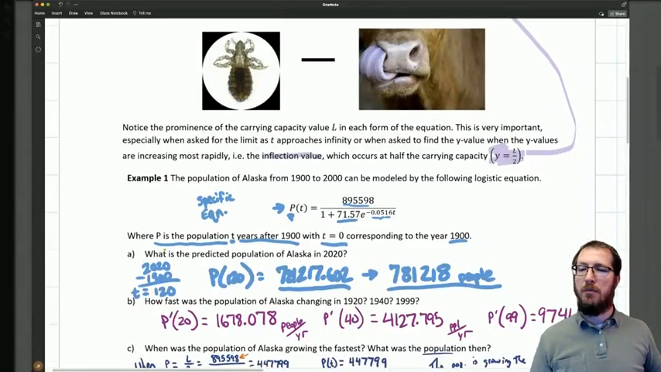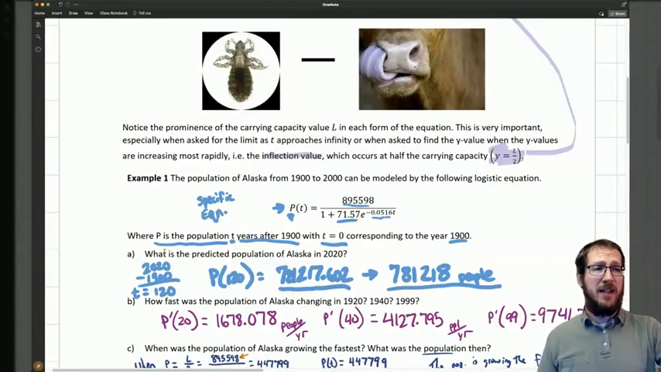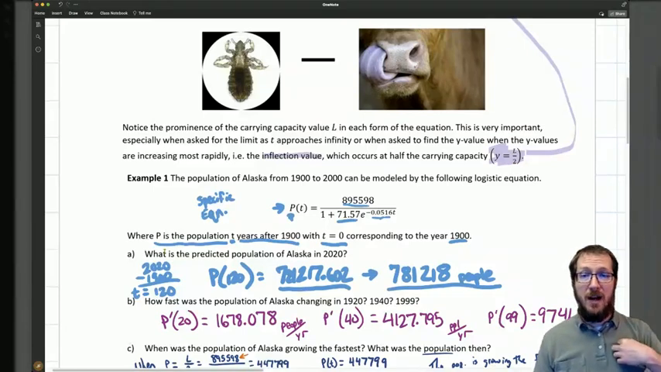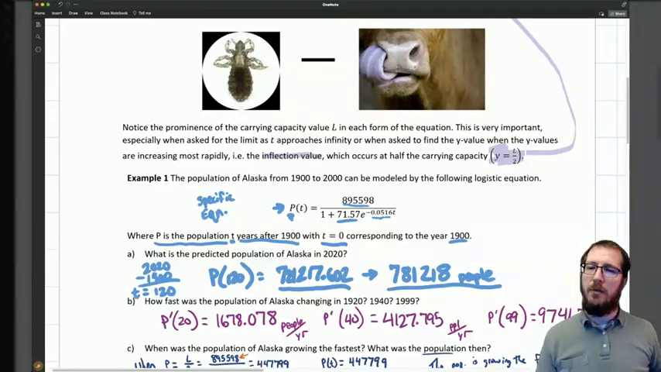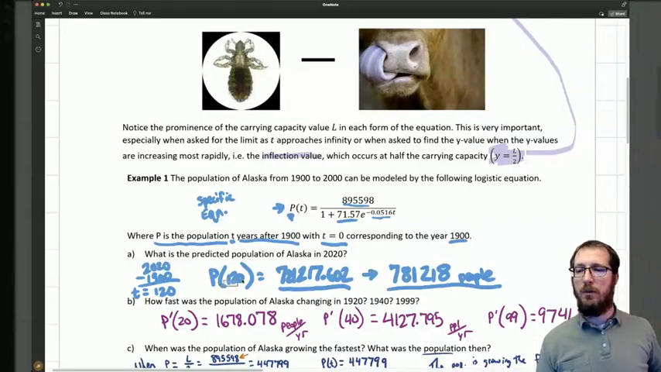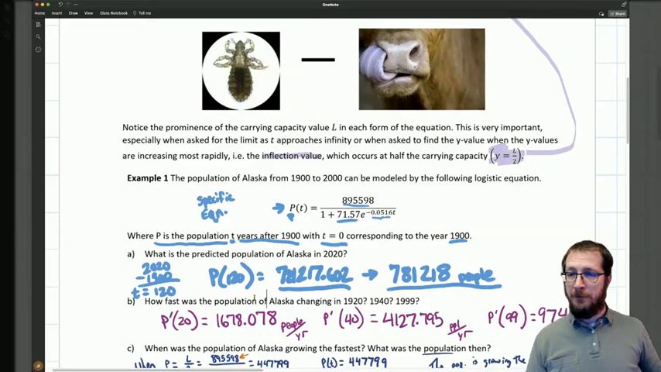All right, A says, what is the predicted population of Alaska in 2020? So they give us a time. Think about that as giving us an x value. They want us to find population, that's our y value, so we're just plugging it in. But you've got to be careful, because we have to convert that into terms of T. So 2020 is 120 years since 1900, so 120 is what we want to plug into P. This whole section, I can't remember if I said this at the beginning or not, is calculator active. So you're expected to use your calculator on these problems.